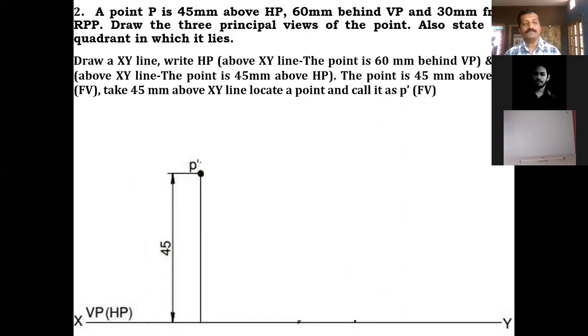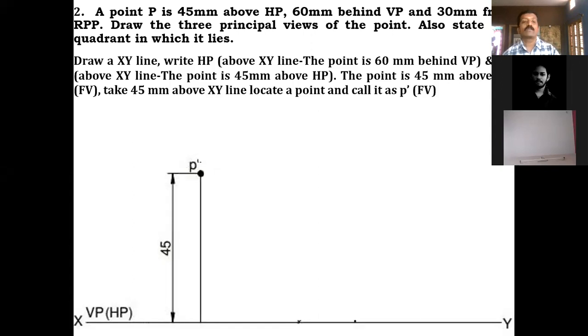So the second one, the question says a point P is 45 millimeter above HP, 60 millimeter behind VP, and 30 millimeter from RPP. Draw the three principal views of projection. Also state the quadrant in which it lies. By reading it, immediately you could come to the conclusion: above HP, behind VP. Which quadrant is it? It's the second quadrant problem.